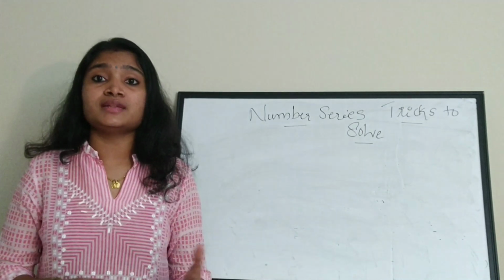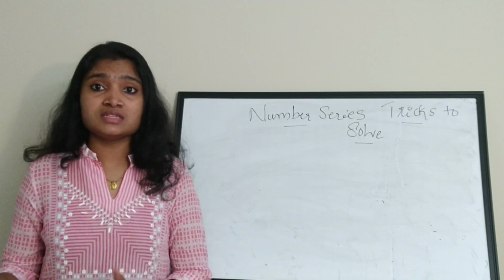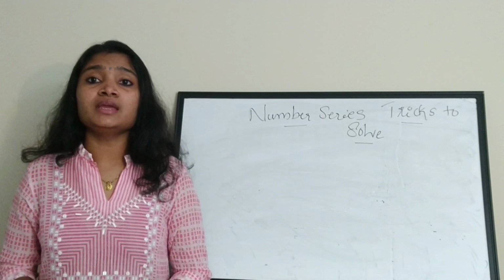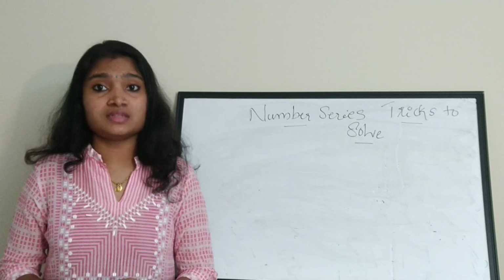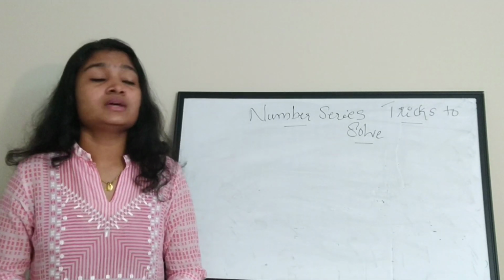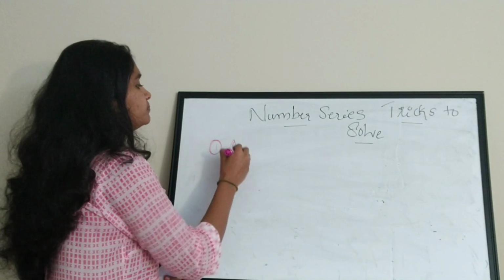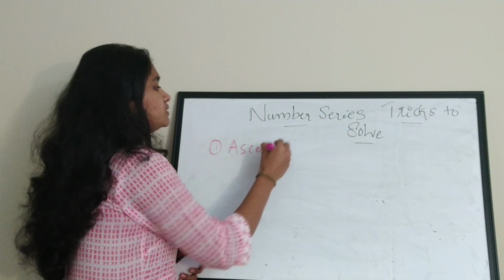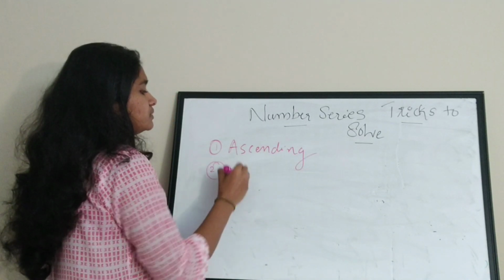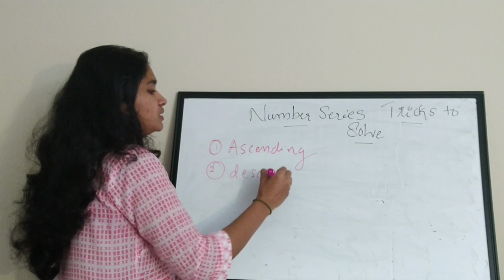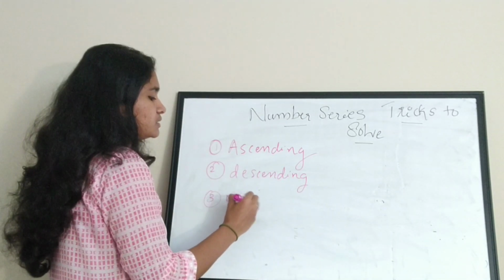Note, whenever you are attempting such a question, you have to look for how the series is going. That is, the series can be in three ways. It can be in ascending order, it can be in descending order, or it can be in a mixed format, right?